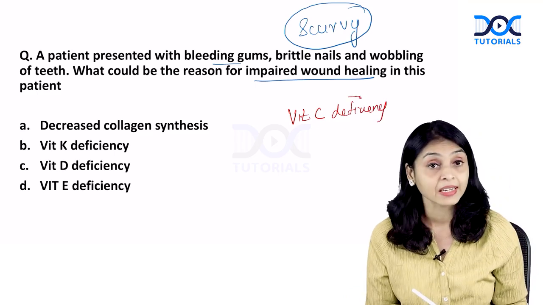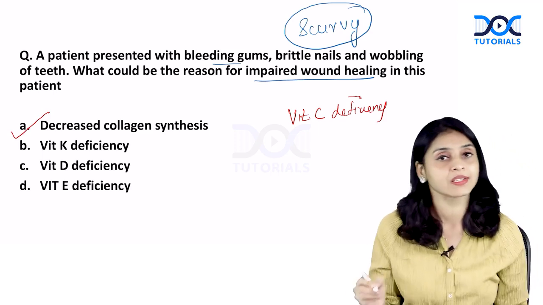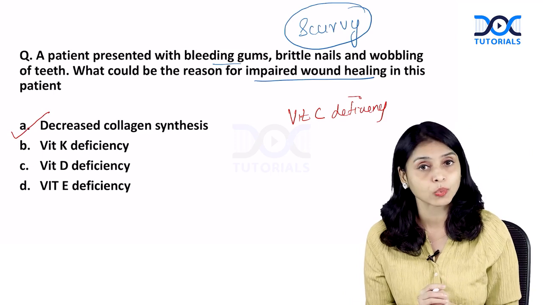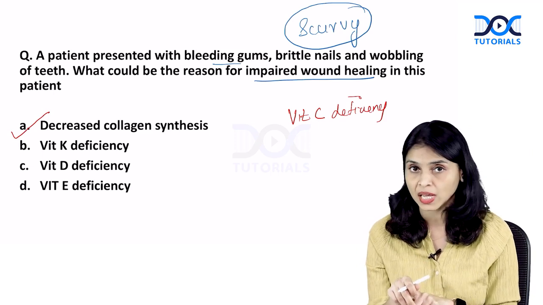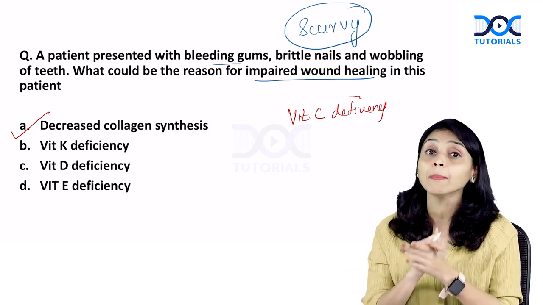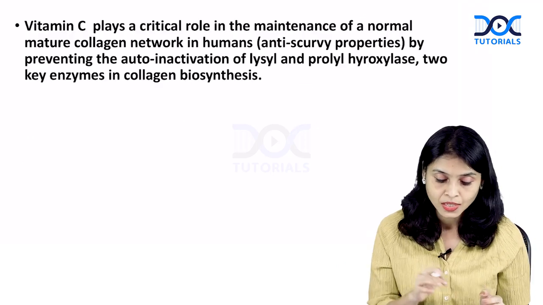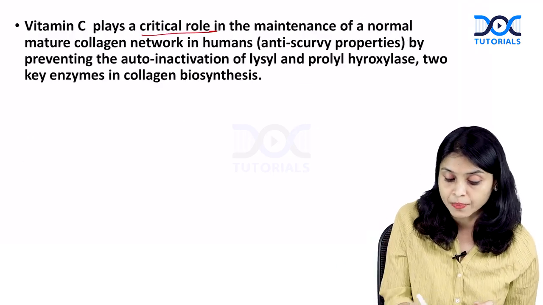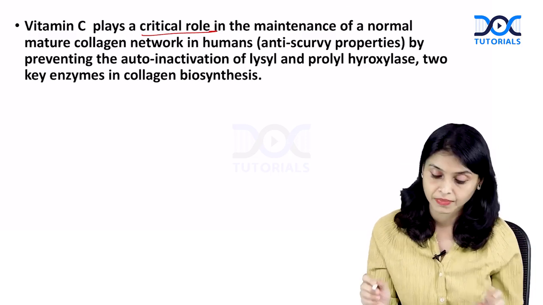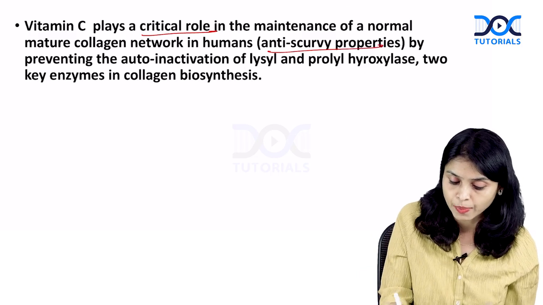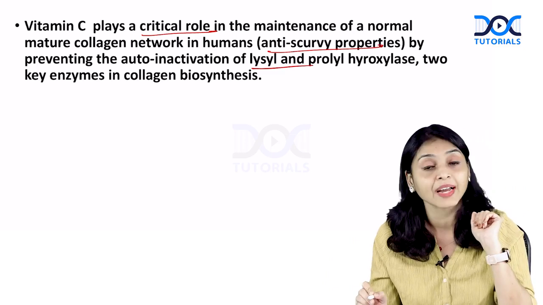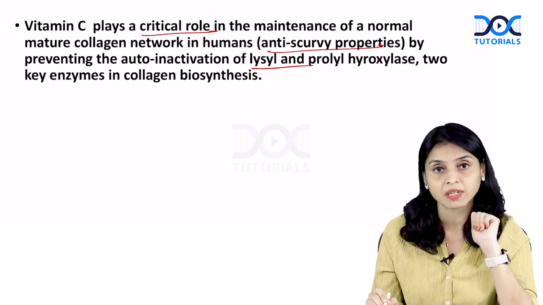Vitamin C deficiency can lead to decreased collagen synthesis, and that is the answer here. Because of decreased collagen synthesis, there is impaired wound healing. Don't you know that for wound healing, you require collagen? And in collagen synthesis, vitamin C plays a major role. Vitamin C plays a critical role in the maintenance of the normal, mature collagen network in humans, and it has anti-scurvy properties. It prevents the auto-inactivation of lysyl and prolyl hydroxylase, which are two key enzymes in collagen biosynthesis.